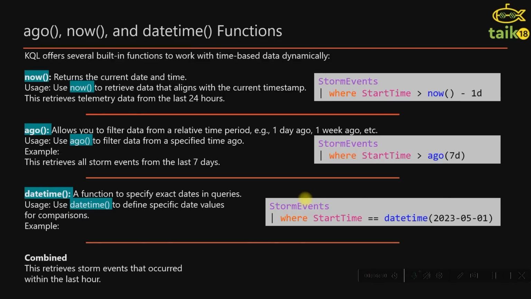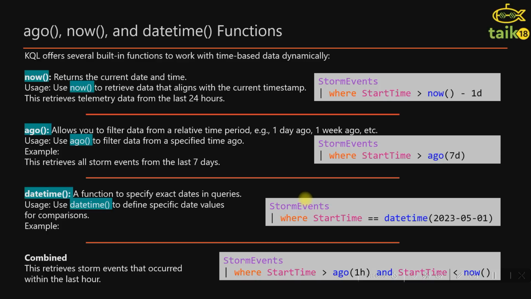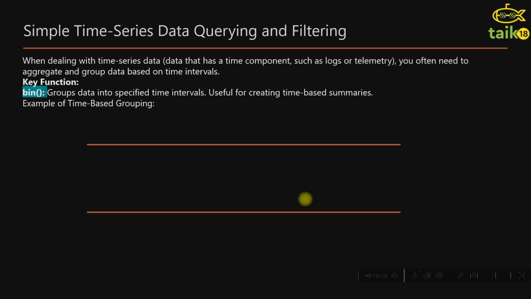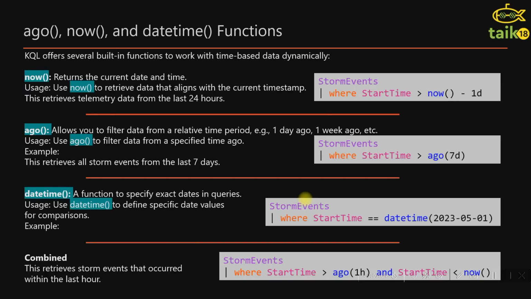If you now want to combine these two things, like if you want to specify the storm events where the start time is ago 1 hour and the start time is less than or equal to now, it gives the result of what has happened within the last 1 hour period. That's the result it will give you when you run this one. So this is all about how you can use ago, now and the datetime function.